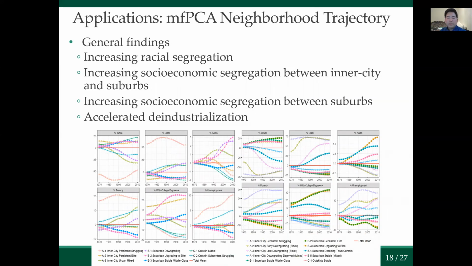The trajectory patterns found in both the Charlotte and Detroit areas tell us that there has been increasing racial segregation and increasing socioeconomic segregation between inner city and suburbs. And there arose another segregation pattern between the suburban neighborhoods. All of these changes happened together with deindustrialization in both cities.